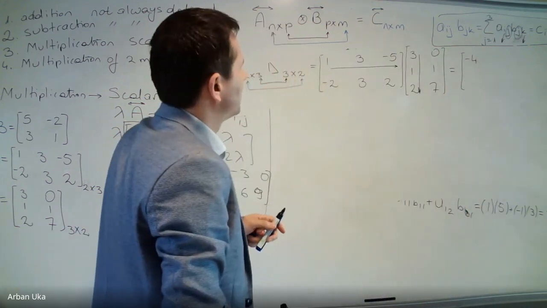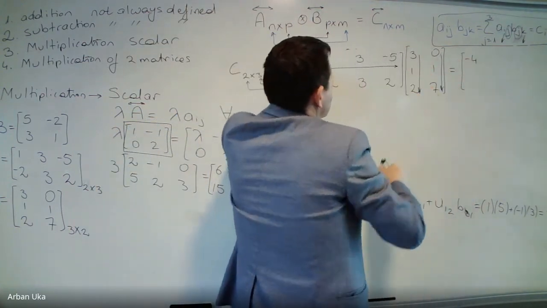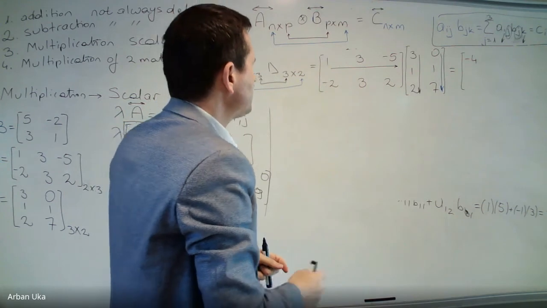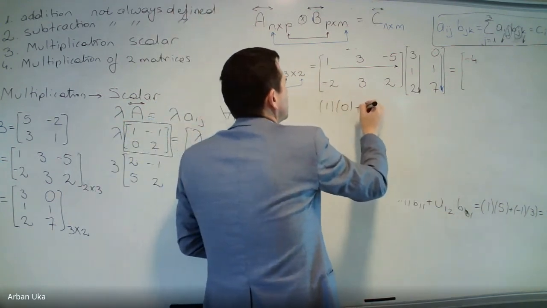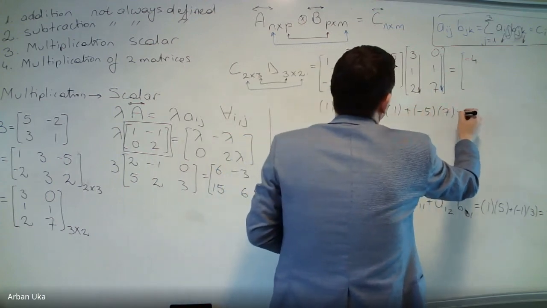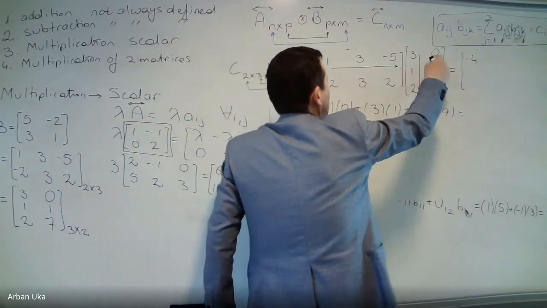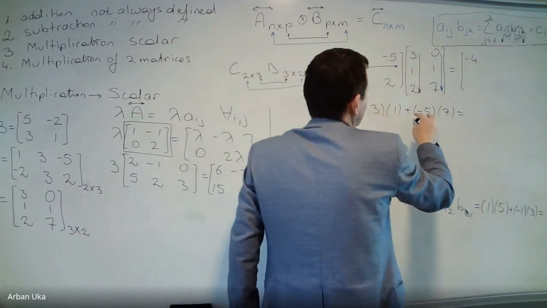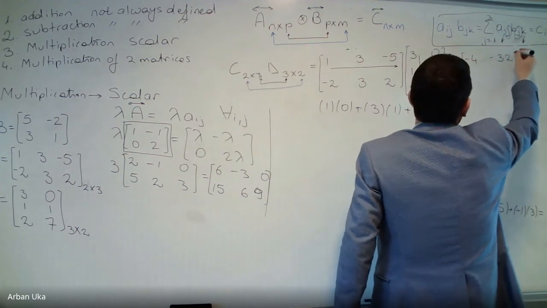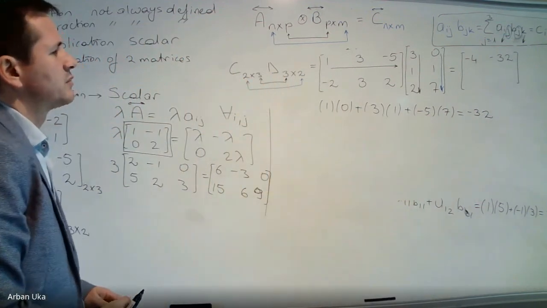Okay, we're done with the first row and the first column. Then what is left? First row with the second column here. So let's see what result we get from here. It's going to be 1 times 0 plus 3 times 1 plus minus 5 times 7, right? So let's see where they belong. It's really this row, this column: 0 plus 3, 3 minus 35, minus 32, right? Minus 32. Then we are done with this possible combination.